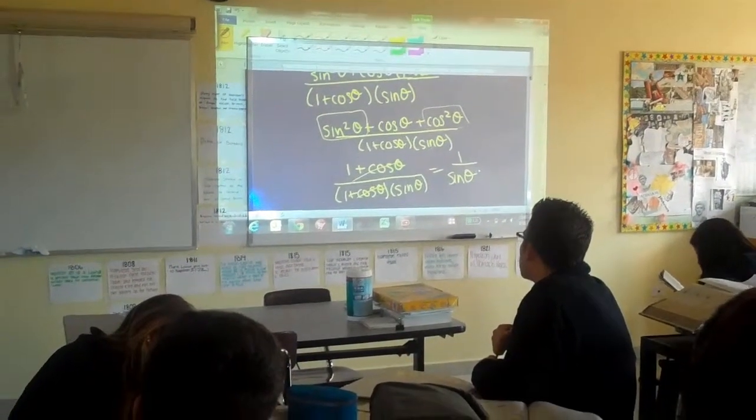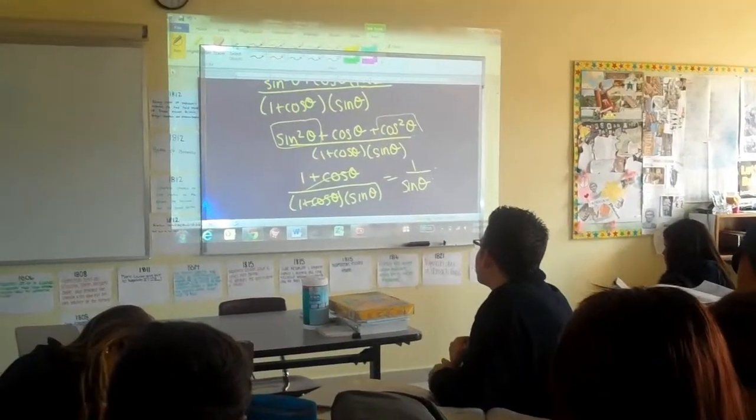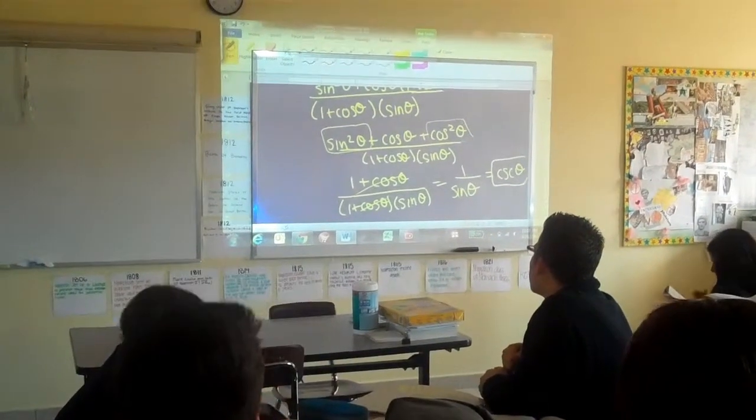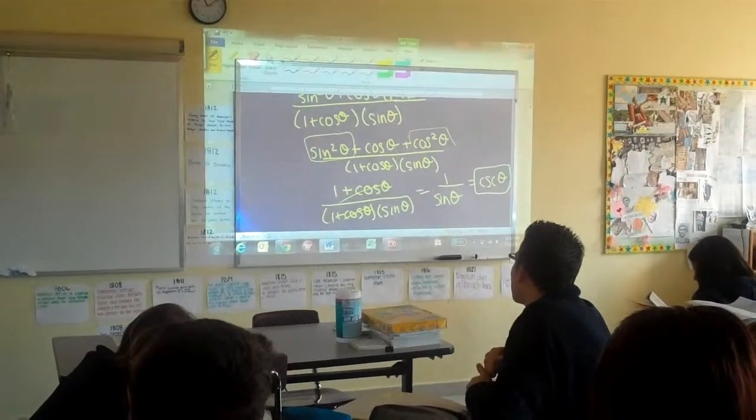But what identity can I use here to get rid of a fraction? So it equals what? Cosecant. Good. Wow. And that's your final answer.